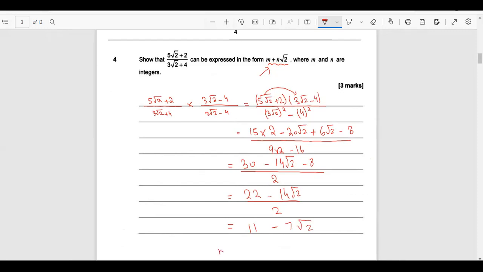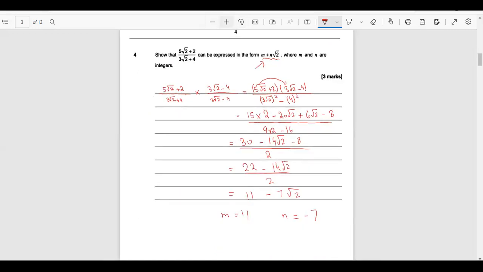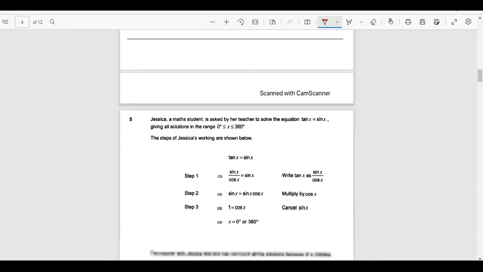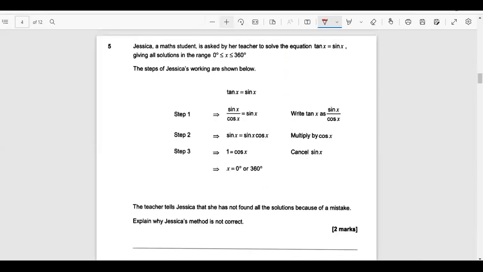Now m is 11 and n is minus 7. Because if you look at the original form, it has plus there. So it would be minus 7. And that is the correct answer. Okay, this is 11. Any confusions? No. Okay, perfect. So it was an easy question. Okay, now let's do some analysis.